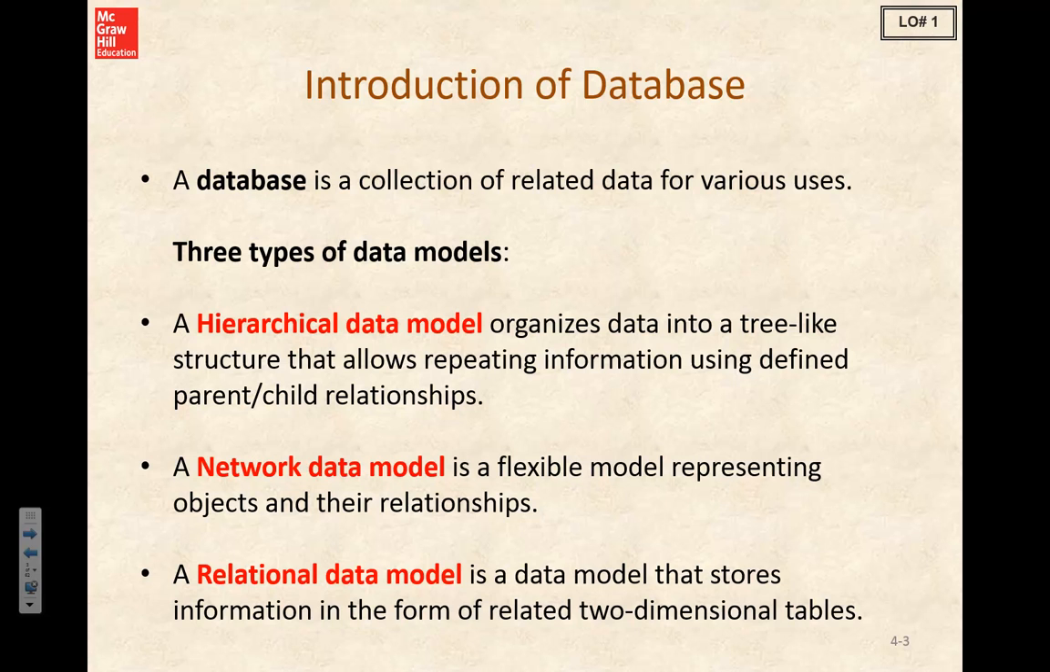Let's begin by taking a closer look at relational databases that store data in tables as a means to organize information. We have three types of data models. A hierarchy data model organizes data into a tree-like structure that allows repeating information using defined parent-child relationships.